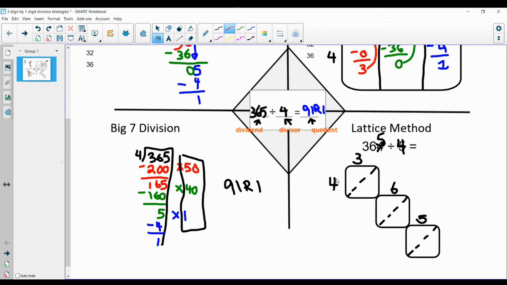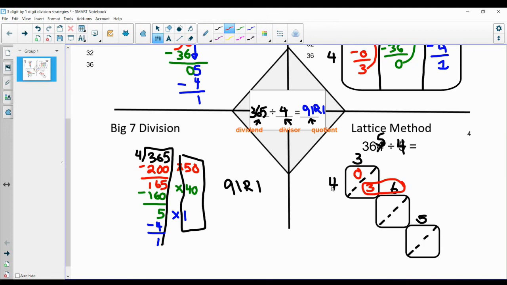My next step is to think, how many times can 4 go into 3? Well, 4 is greater than 3, so it can't go into 3. I'm going to write 0 in the top half of my lattice. 4 times 0 is equal to 0. 3 minus 0 is equal to 3, so I'm going to put 3 in the bottom half of my lattice, and then I'm going to circle 3 and 6 to make 36.